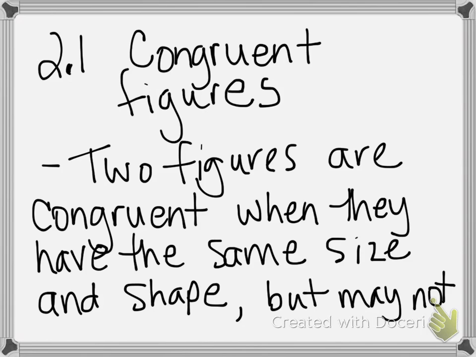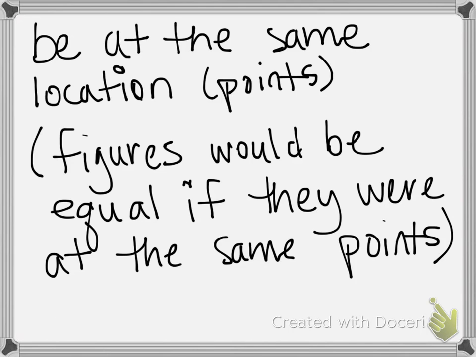In order to understand transformations, the book has broken it down into smaller bits. So we're going to start with section 2.1, which looks at congruent figures. Two figures are congruent when they have the same size and shape, but they may not be at the same location. Figures would be equal if they were at the same points, but we have congruent figures.